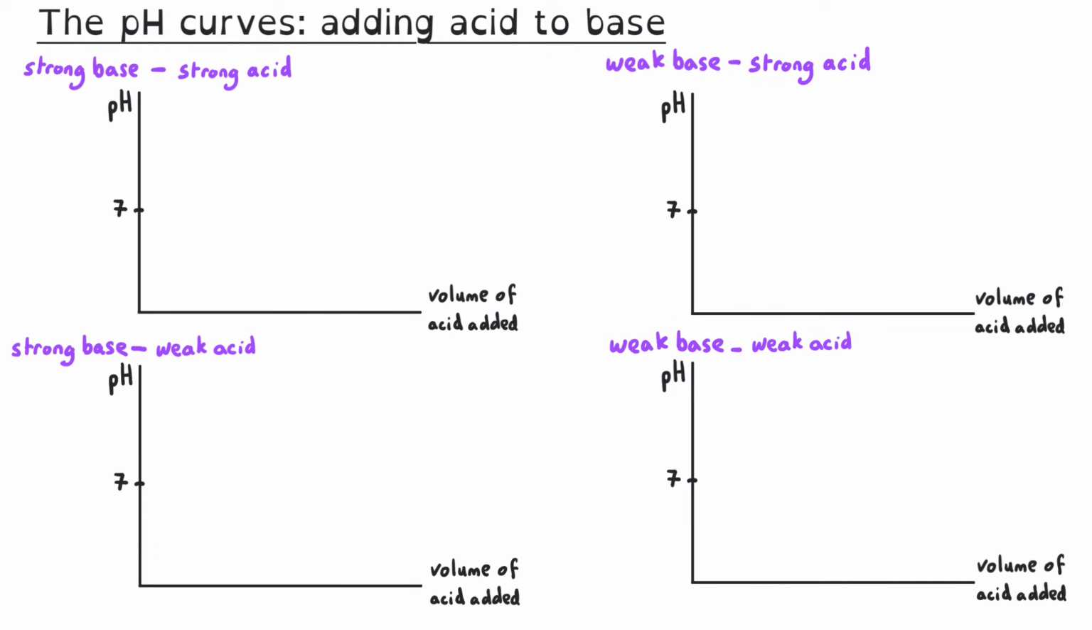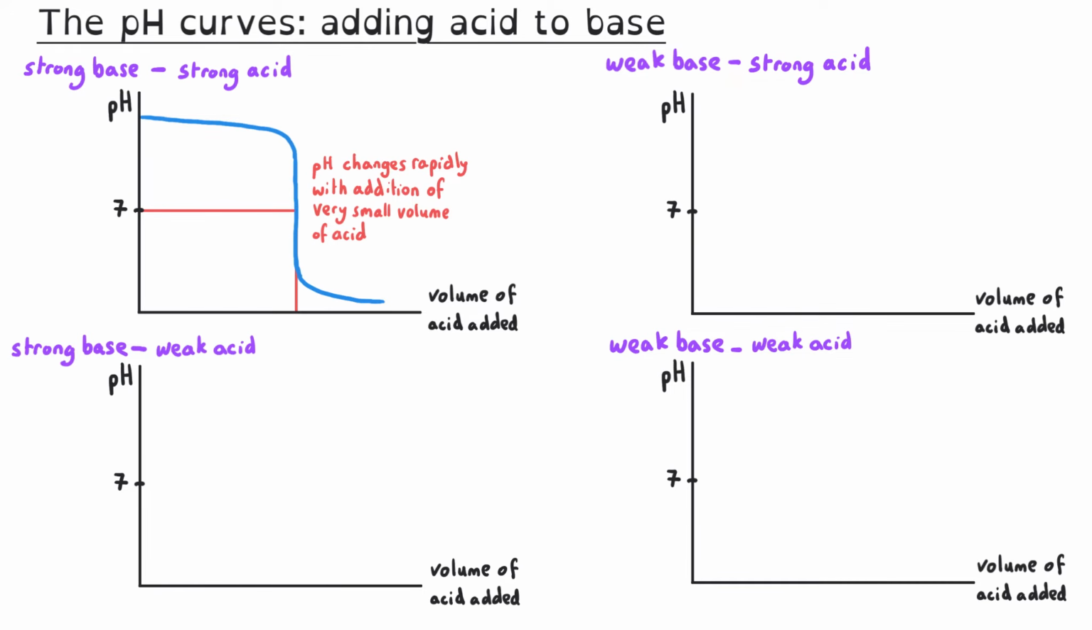When you add an acid to a base, you get 4 characteristic pH curves, and the shape of the pH curve for the particular titration depends on the relative strengths of the acid and the base. First of all, if you add a strong acid to a strong base, we obviously start with a high pH because of the strong base. Then when we reach the equivalence point, there is a rapid decrease in pH, and we finish with a very low pH because of the strong acid. The pH at the equivalence point is going to be 7 because we're using a strong acid and a strong base.